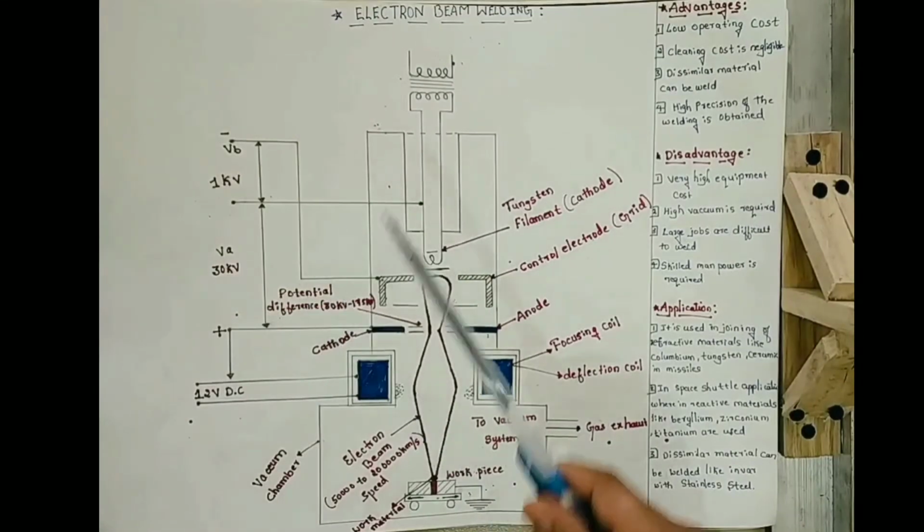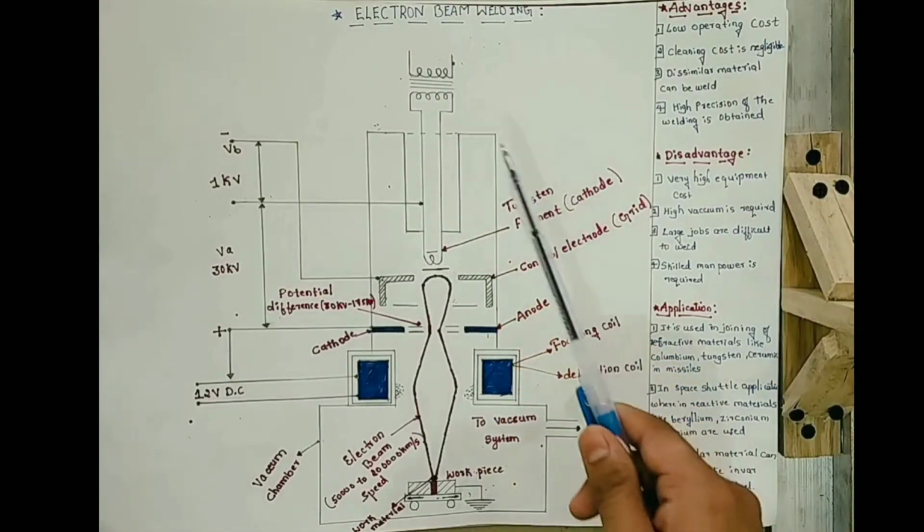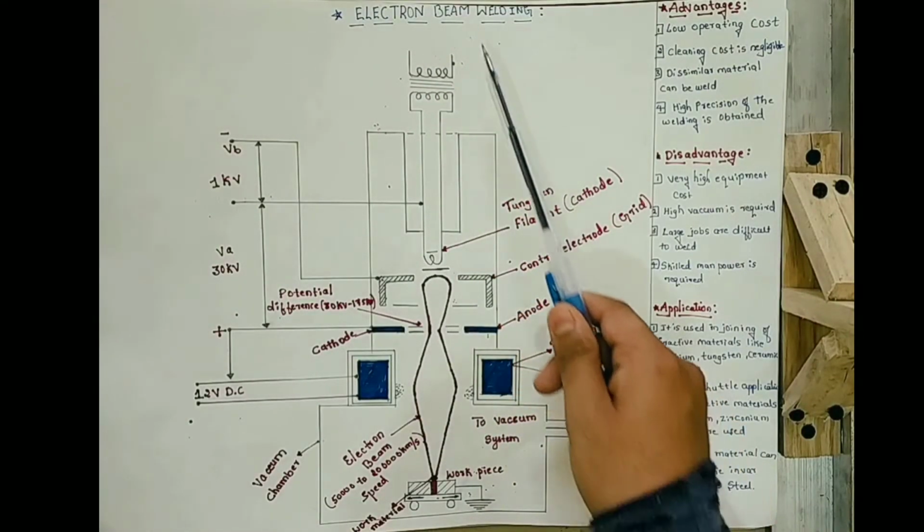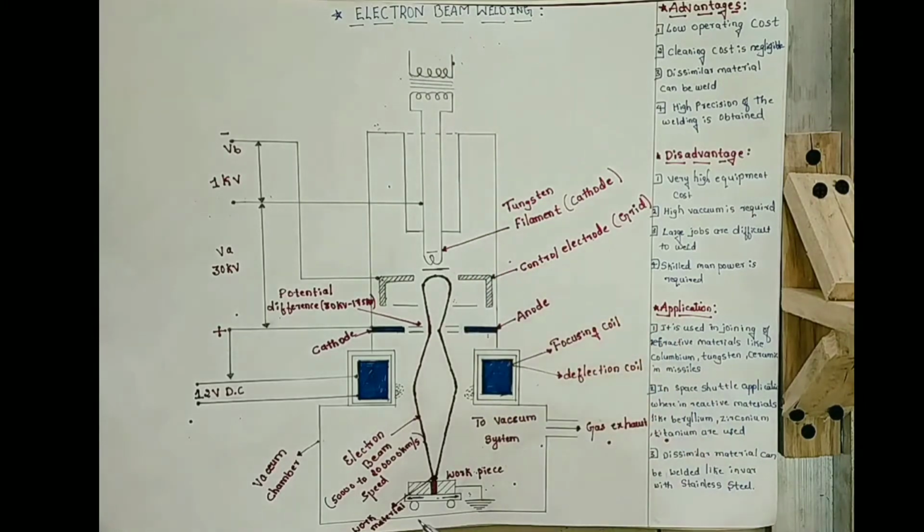Today I am going to explain about electron beam welding. Electron beam welding is nothing but a beam of electrons is used in order to weld the workpiece. Let's discuss the basic construction of electron beam welding.